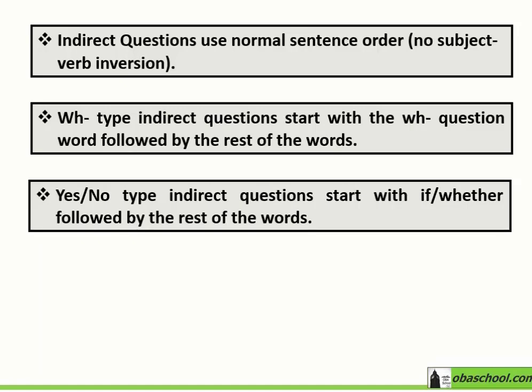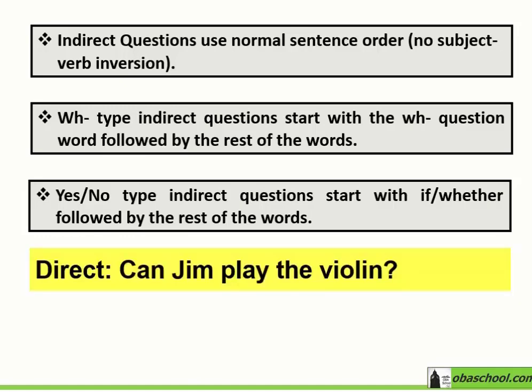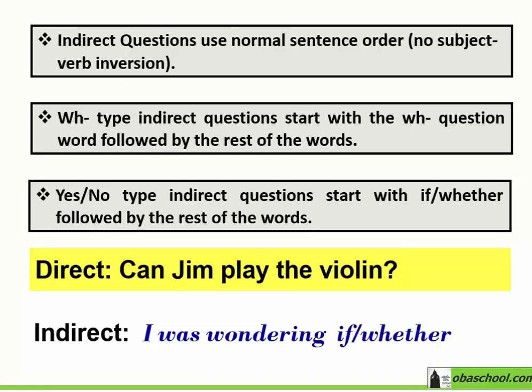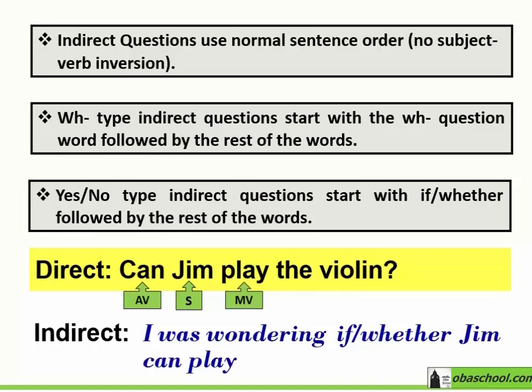Now let's take this example. The direct question is, can Jim play the violin? It's a yes or no question. Let's start it with I was wondering in the indirect form. Because we have a yes or no type of indirect question, we have to start with if or whether. Then we find the subject, which is Jim, and we write it after if or whether. Then we find the verb, which is can play, and we write it after Jim. Finally, we write the remaining words, which is the violin. We end it with a period because we started with a sentence form. The sentence becomes, I was wondering if Jim can play the violin.